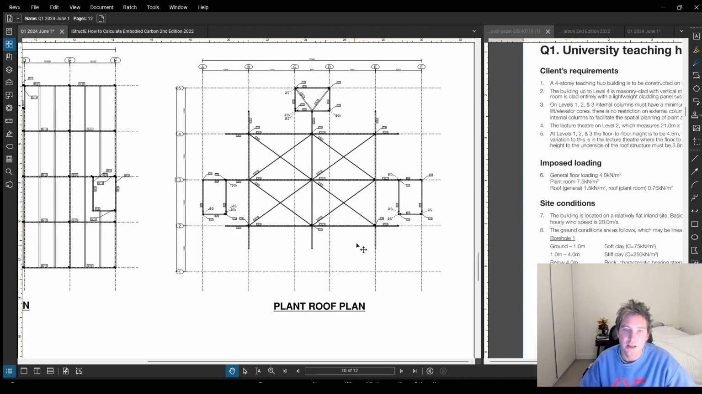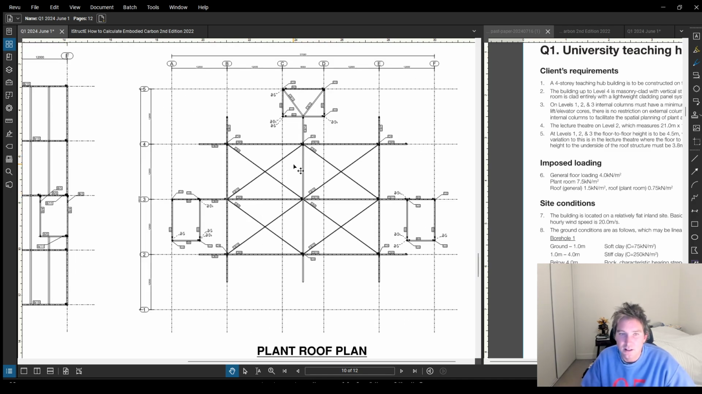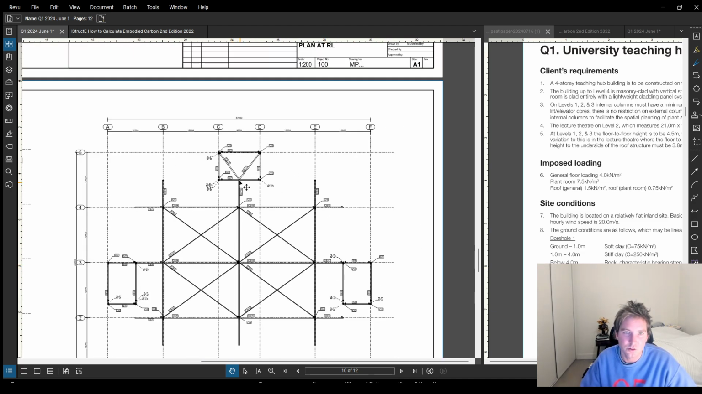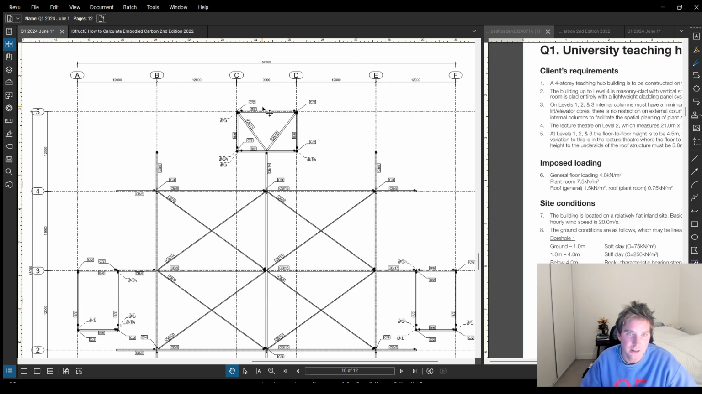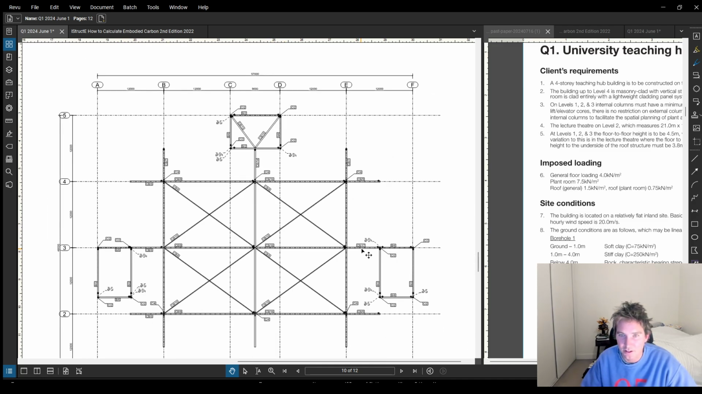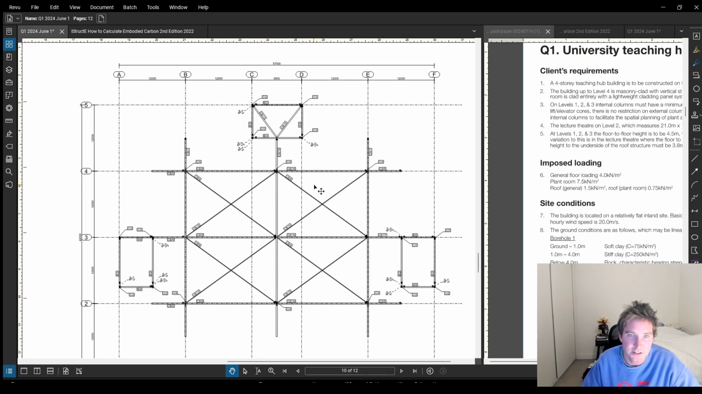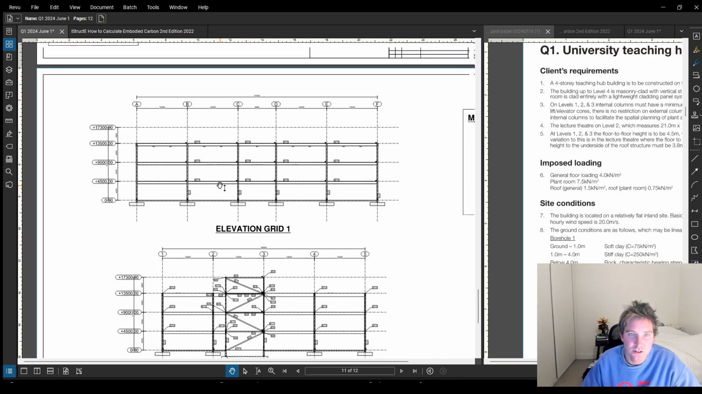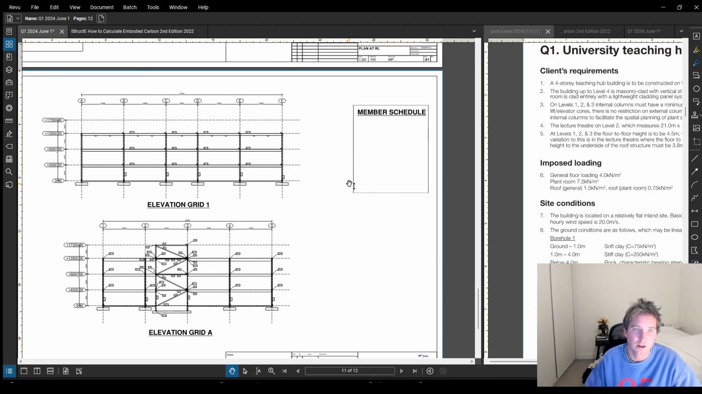And then my plant roof framing plan. This is slightly different to my concept sketch. I'm still using the lift frames here for my lateral stability, so I've added some diagonals at the top of my lift framing plan here, and I've just tied it in there and there, which gives me lateral stability in both directions, and I've just chucked in some roof bracing into that framing plan. And then some elevations, elevation on grid 1, elevation grid A, member schedule.